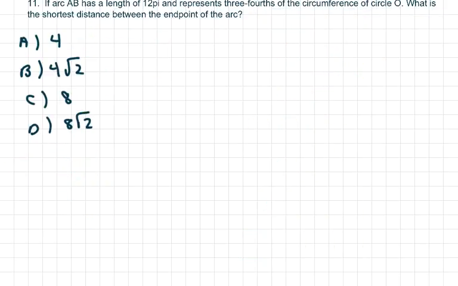Okay, the next one, we have an arc length, arc AB. It doesn't give you a circle. It doesn't draw it for you. It's 12 pi, and it represents 3/4 of the circle O. What is the shortest distance from the endpoint? Basically, 12 pi represents 3/4 of a full circumference, which means that's the major arc. It sits across the internal angle, so we take 3/4 times 360 degrees, which equals 270 degrees.